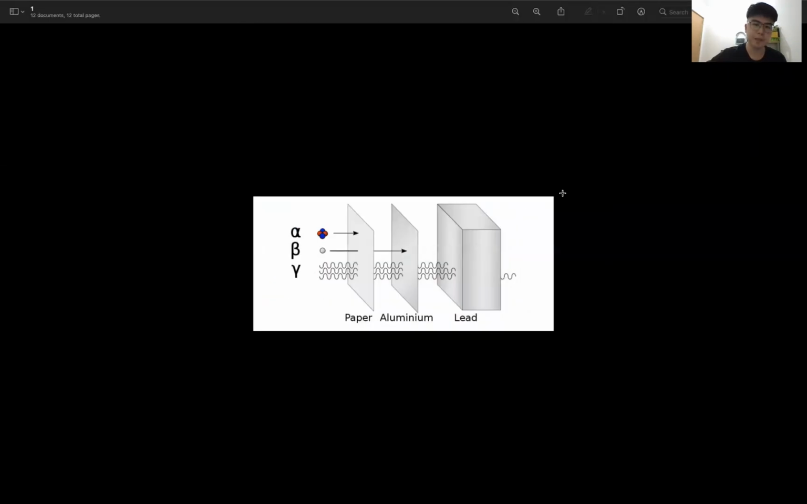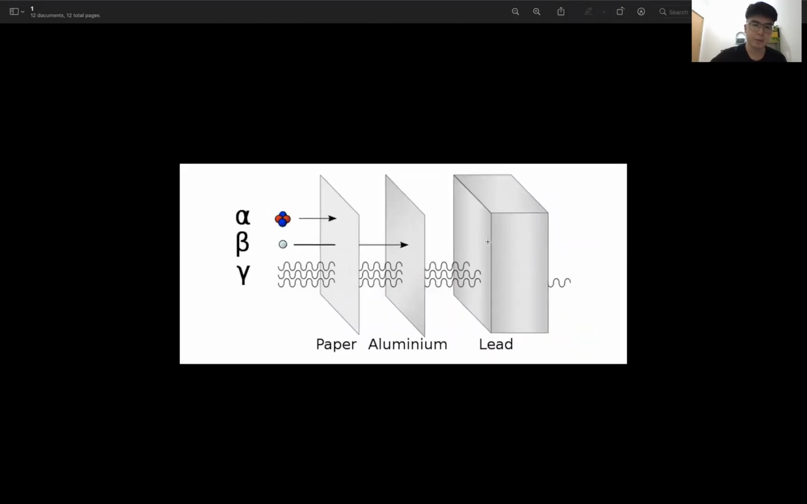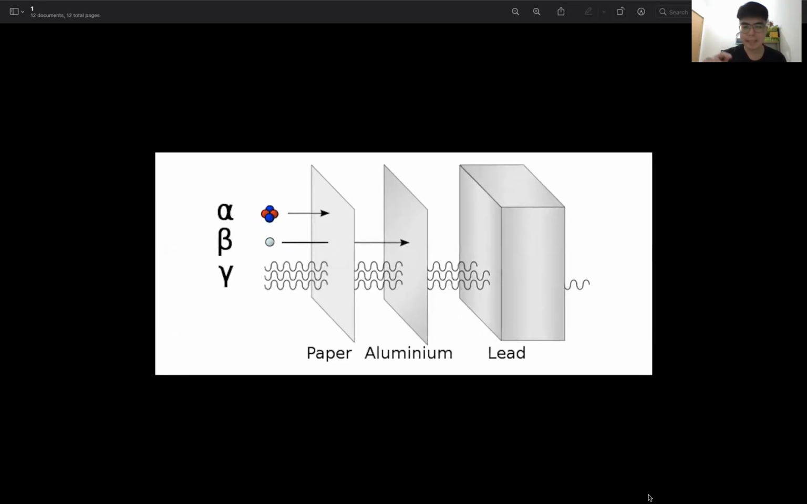Next one, penetration power. Which one is the most penetrating? Gamma is the most penetrating, followed by beta, and the last one is alpha. So penetrating and ionization power are completely opposite. If you are the best ionizing, you are the worst penetrating. So how do you stop alpha particles? We use paper. How do you stop beta? We use perspex or aluminum. But gamma, we have to use lead to stop it.